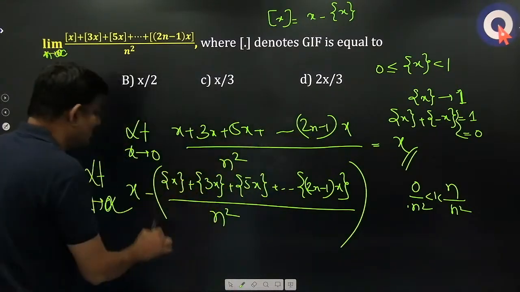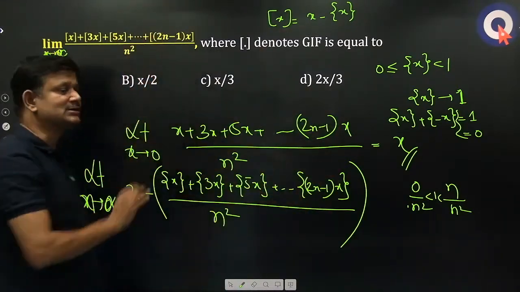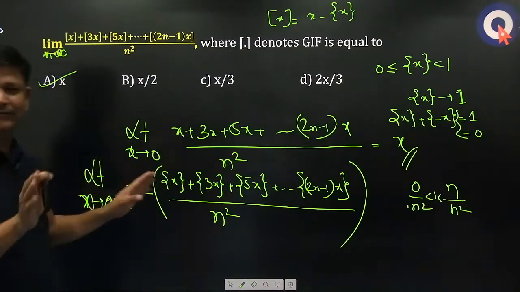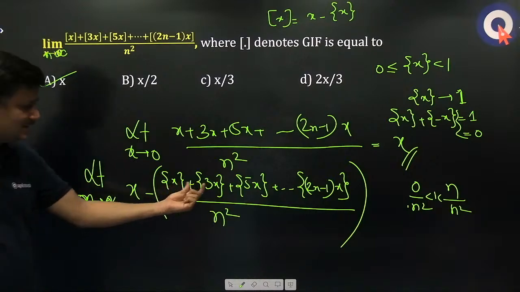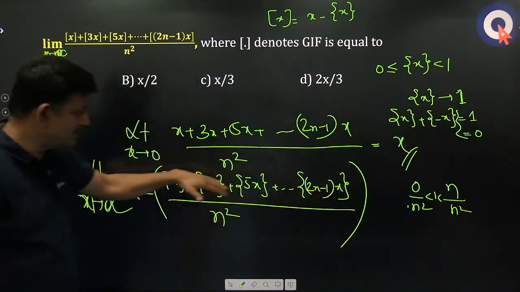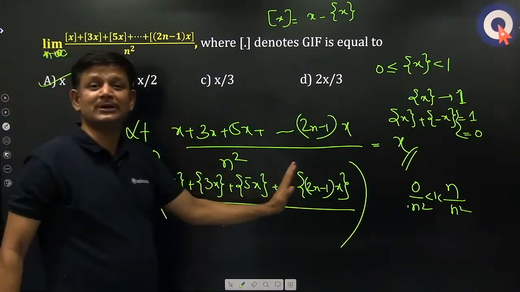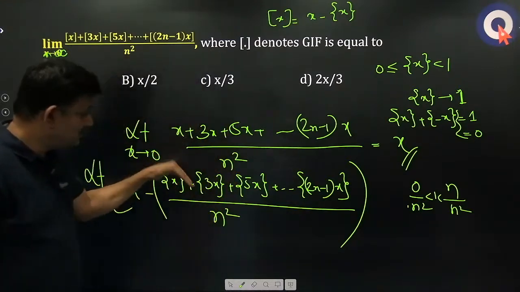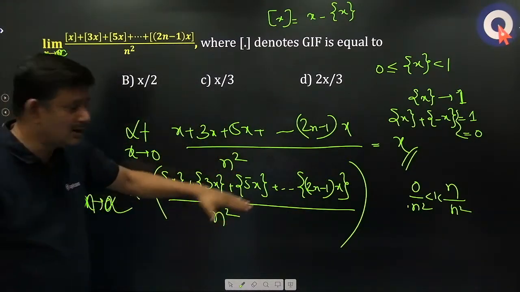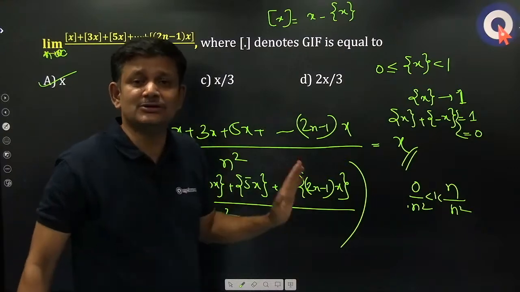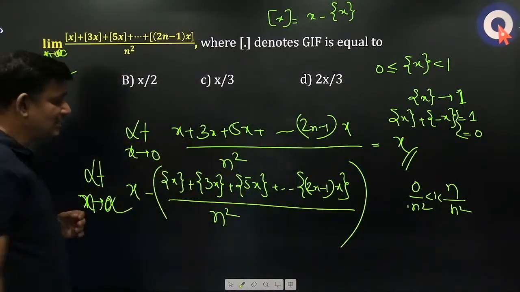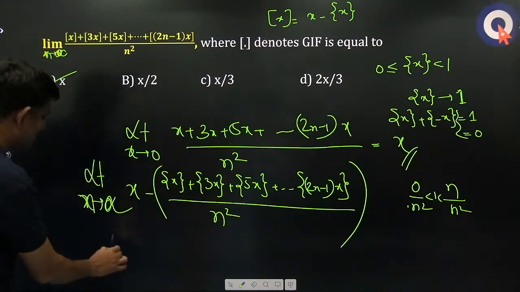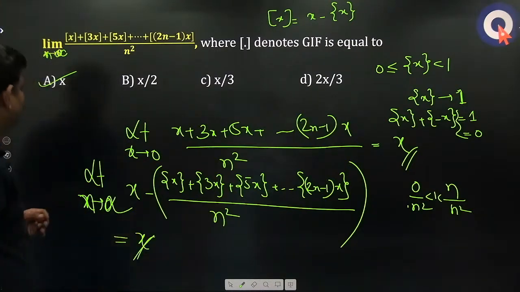इसका value कितना होगा? 0. आराम से बता सकते हैं इसका value 0. यहाँ पे सैंडविच थ्योरम वगैरह लगाने की जरूरत नहीं है, बस ये समझ लो कि ये 0 to 1 है, ये 0 to 1 है, ये 0 to 1 है. ये पूरा न्यूमरेटर जो है 0 और n के बीच में है. ये 0 भी होगा तब भी 0 by n square 0 होगा, n भी होगा तब भी n by n square 0 ही होगा. तो बीच में जो भी वैल्यू हो उसके लिए ये भी 0 है. So finally what is your answer? x. This limit will be x.